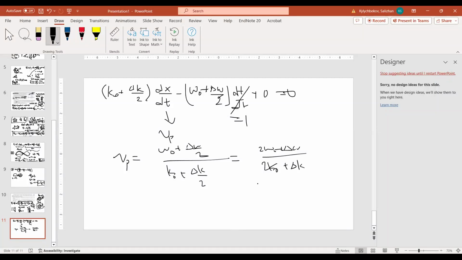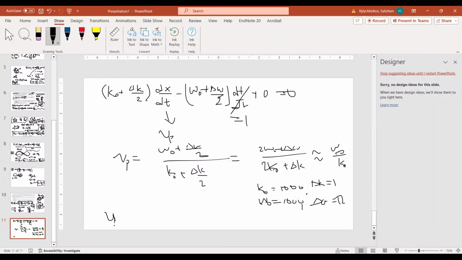And if you imagine k0 is 1000 and delta k is 1, and omega 0, let's say, is also like 1000, and delta omega is equal to 1 Hertz, then it's basically equal to omega 0 divided by k0. Like 1001 divided by 1001, or even 2. 1000 divided by 1000, in principle. Velocity phase.